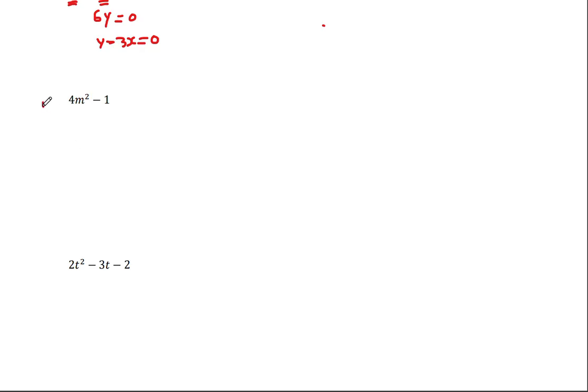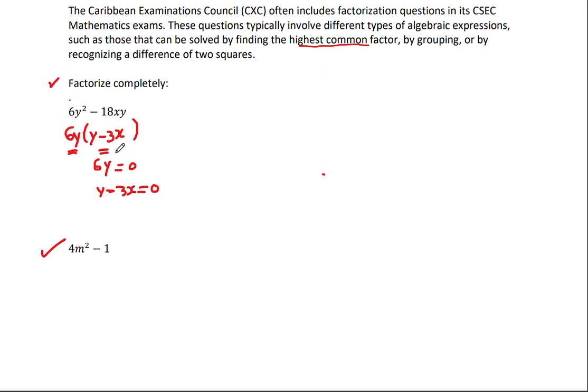Now let's look at the second expression that we have here, 4m squared minus 1. The first example that I used here was a situation where we simply found the highest common factor, factored it out, and divided that highest common factor into both of the terms in the expression that we were given.